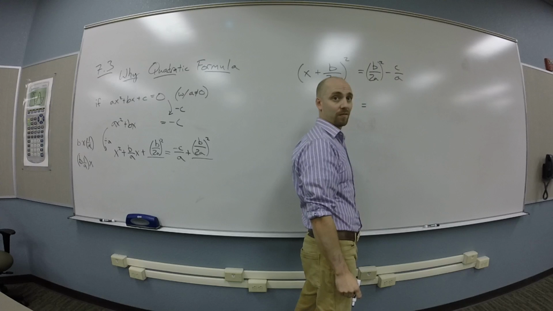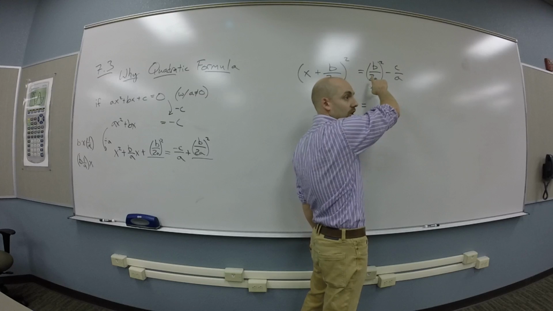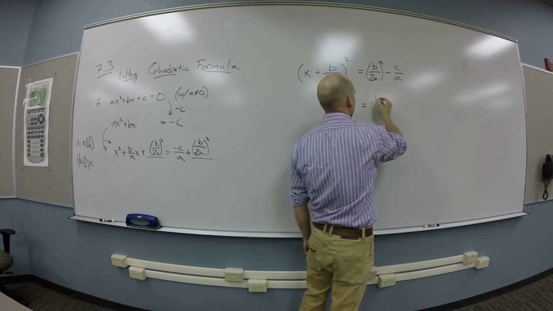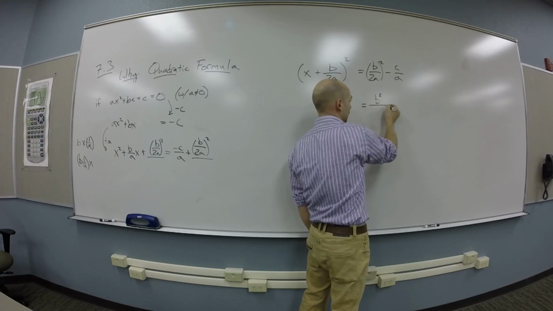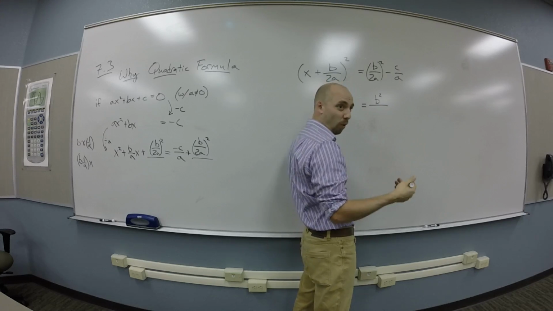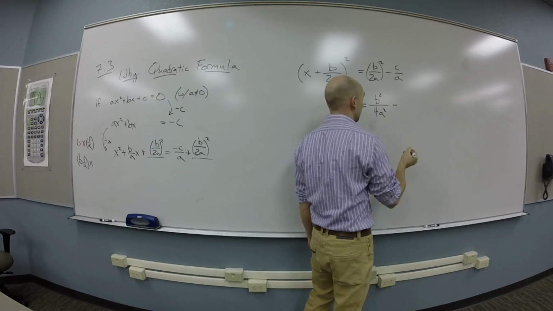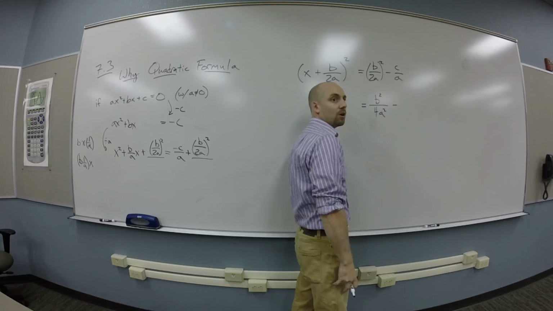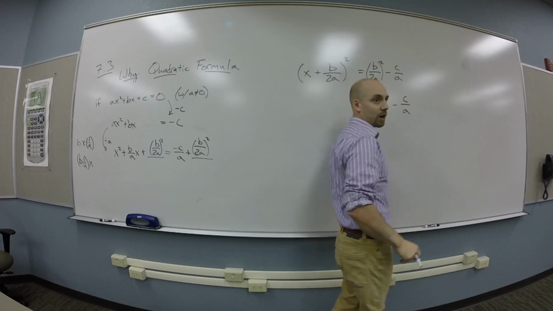You can try to set the bases to each other, or you'd have to multiply b over 2a. Okay, so I've got to multiply b over 2a times itself. So I get b squared over 2a all squared, which is 4a squared. And then I'm subtracting c. Okay, so I've got c over a, right? So let me just write c over a.